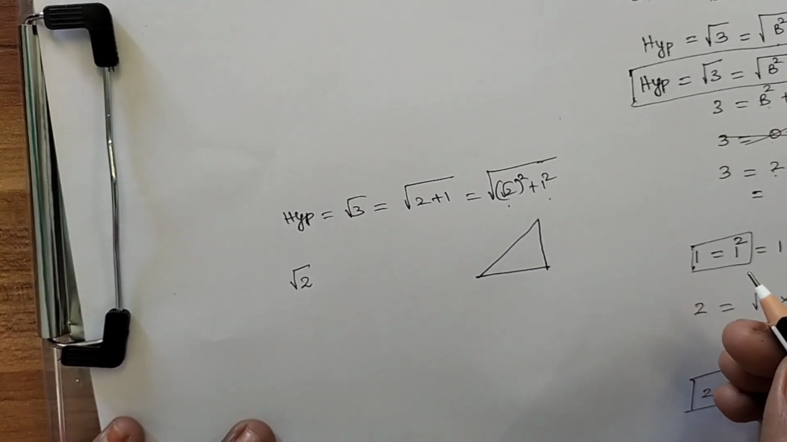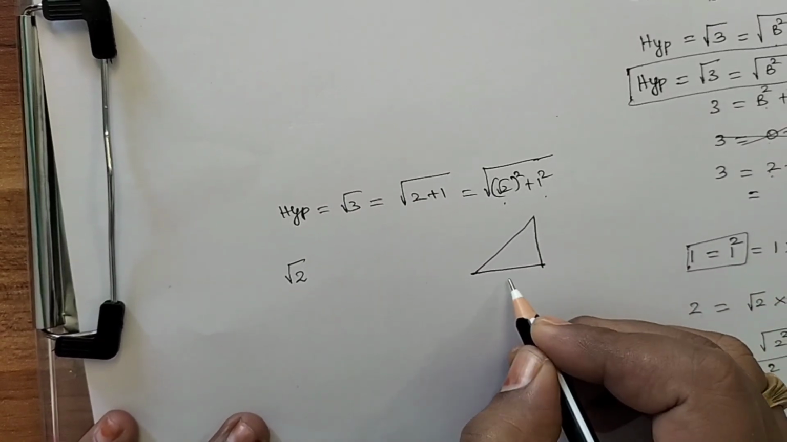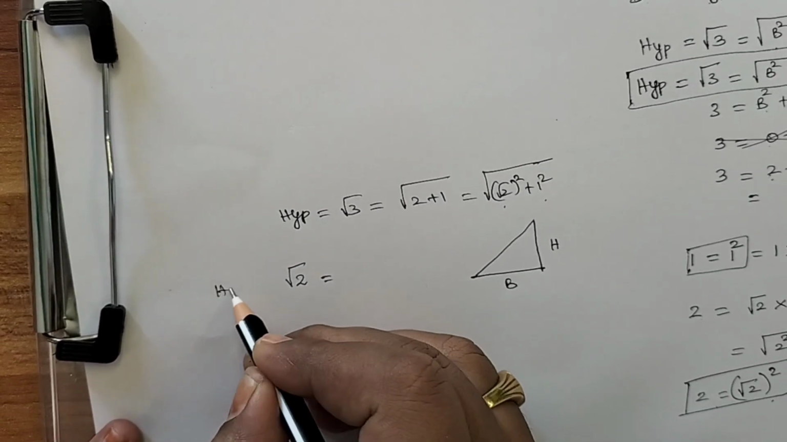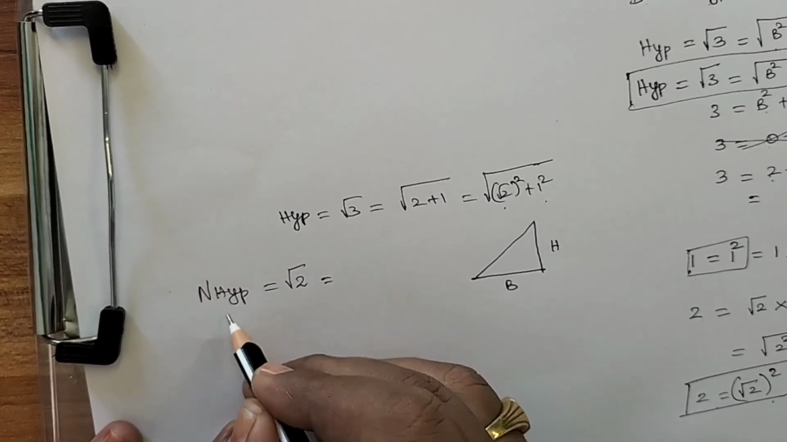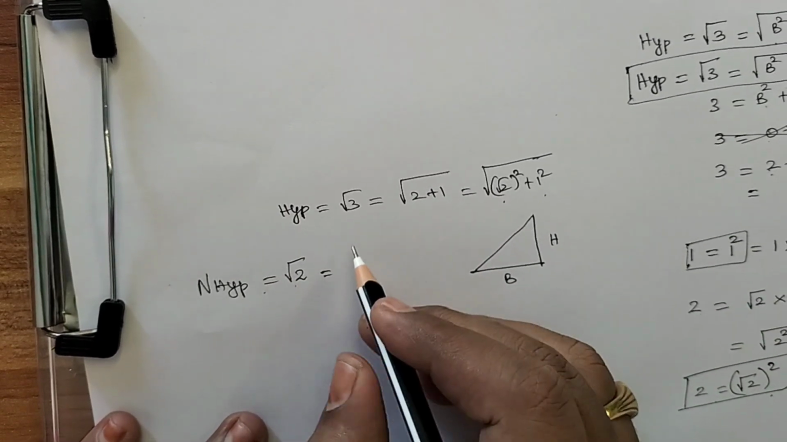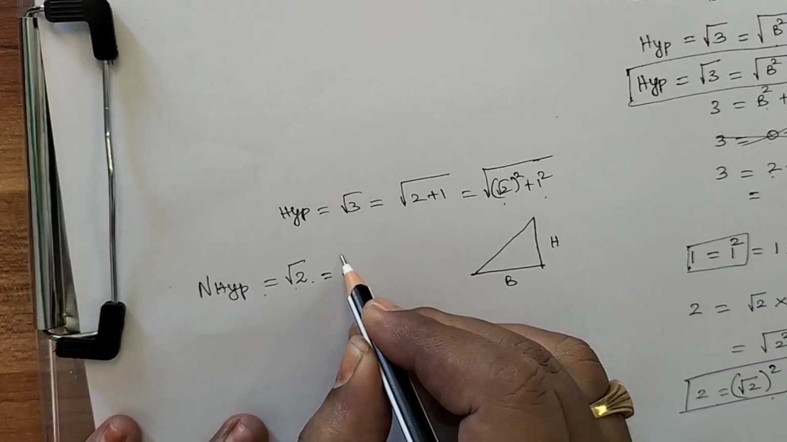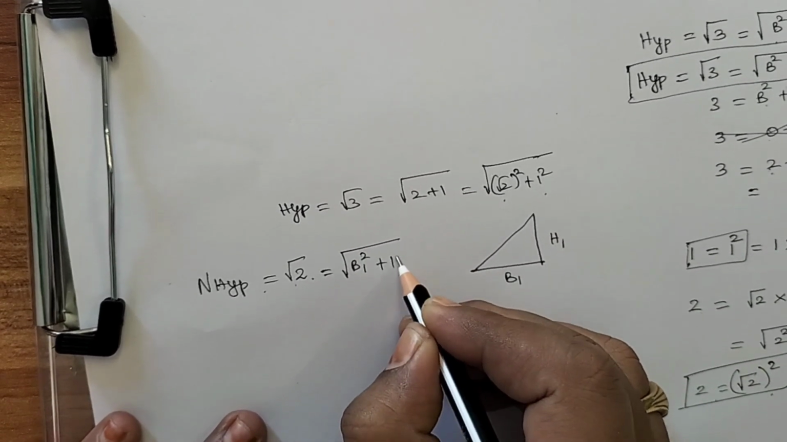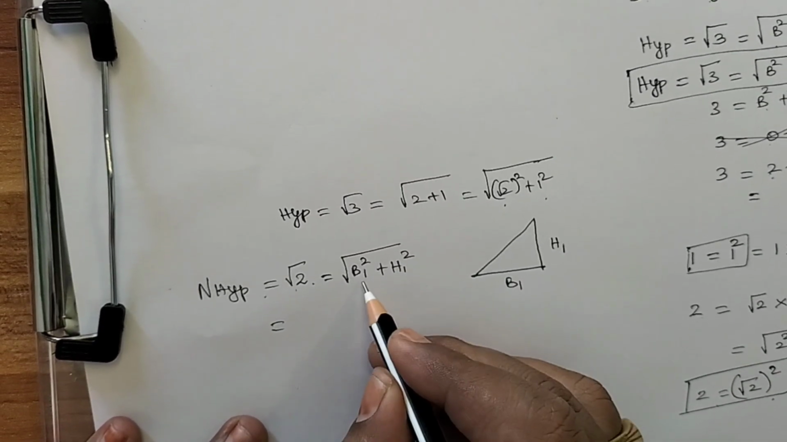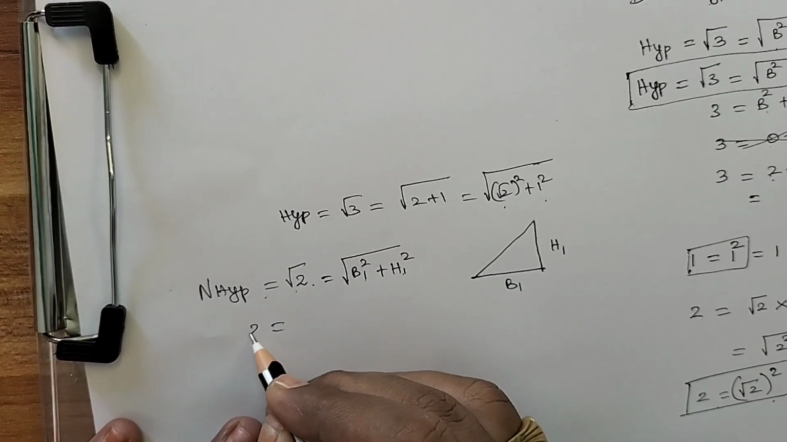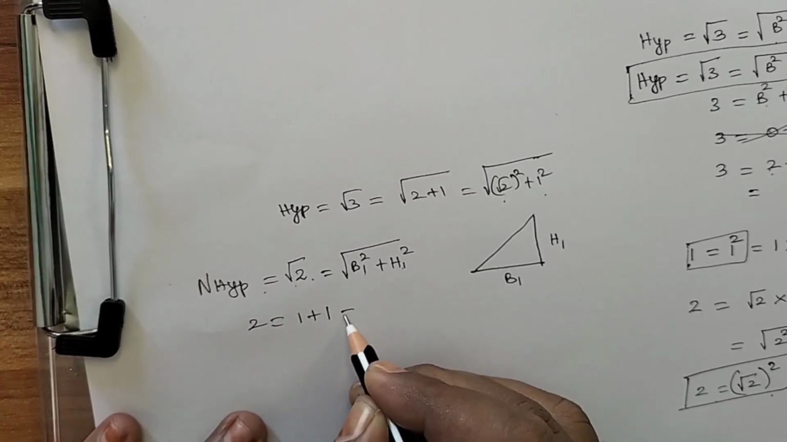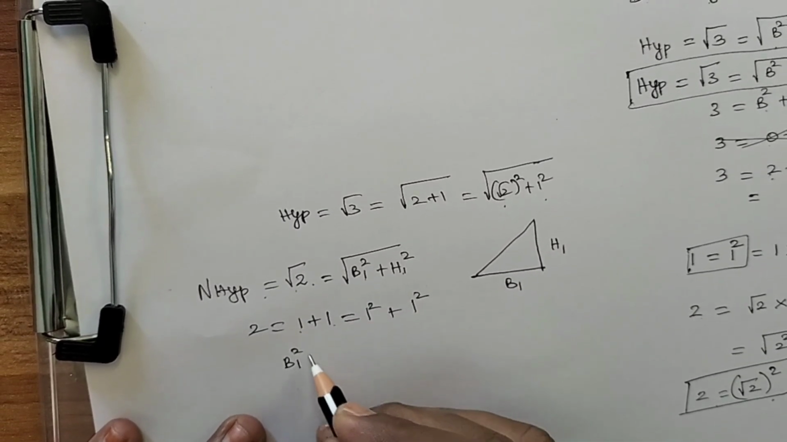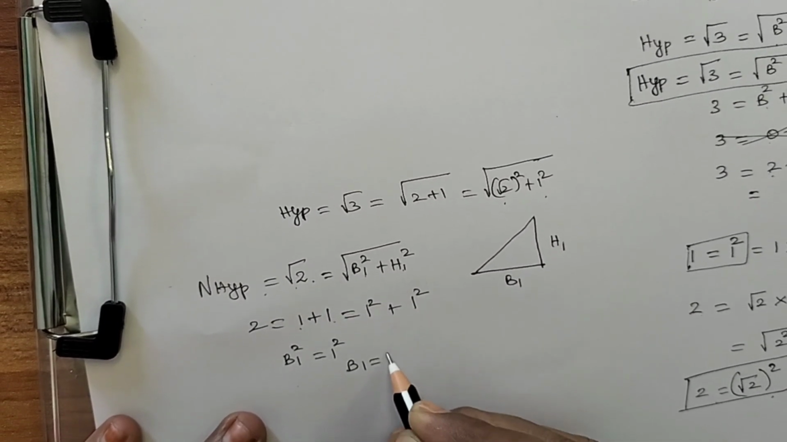So again consider a right angle triangle where you have base as well as height. So this root 2, how can I write? This root 2 I am going to consider as a new hypotenuse. New hypotenuse is equal to root 2, and let me consider the sides as b1 and h1. So it is b1 square plus h1 square. Now I have to determine what is b1 square, what is h1 square. So 2 I can simply write as 1 plus 1. 1 I know that it is 1 square. Again 1 is 1 square. So b1 square is 1 square, so b1 is equal to 1.